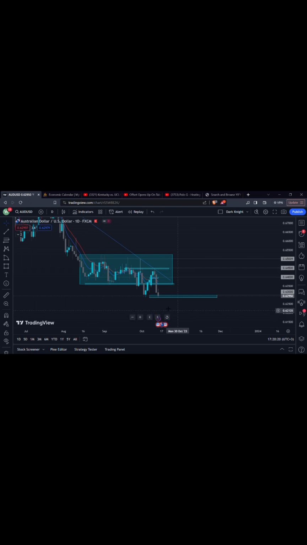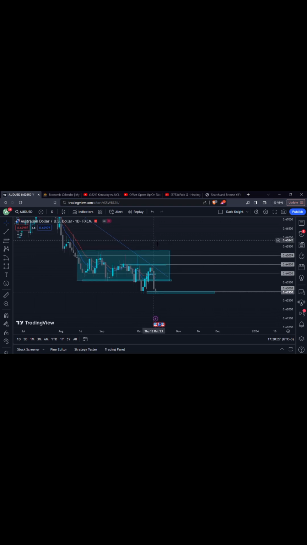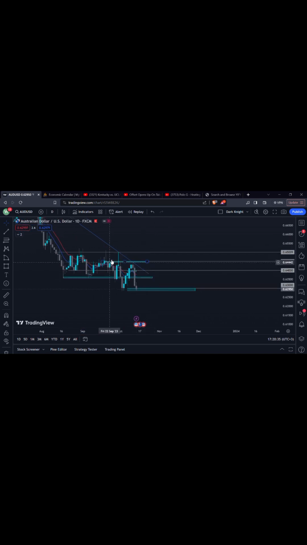Since mid-August, not late August, it's just been on consolidation. So you can't really get any good looks when the market is consolidating, because it doesn't even move. It's just hectic. So let me remove that consolidation box first. So we have this trend line.